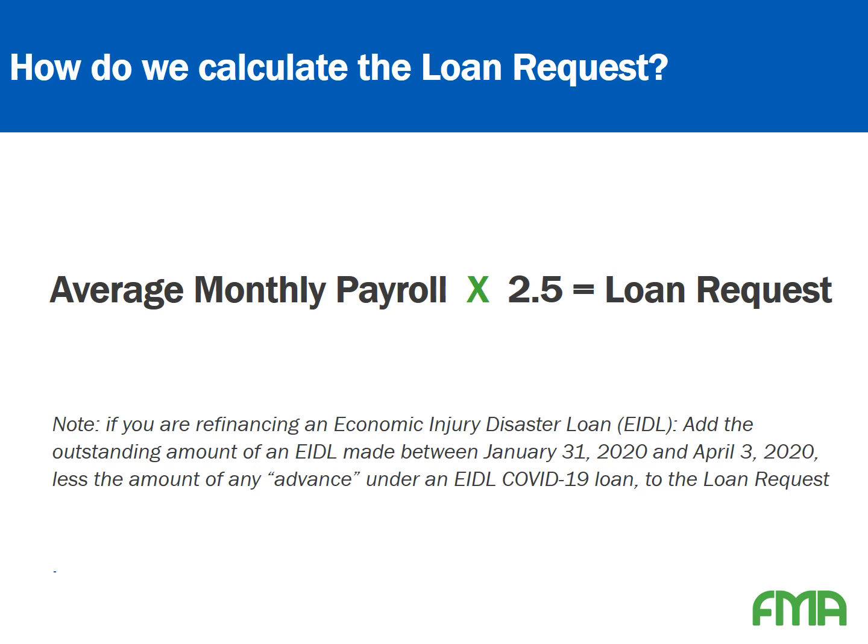Please note that if you took out an economic injury disaster loan before April 3rd, there is an extra calculation for you to make there. But overall, you're going to take your average monthly payroll, multiply it by 2.5, and that's your loan request. Hopefully at that point, your shoulders are then going to drop a little bit because you're going to realize that there's now the potential for you to receive a forgivable loan for a significant amount of your budget in order to make sure that your organization can survive over the next couple of months.